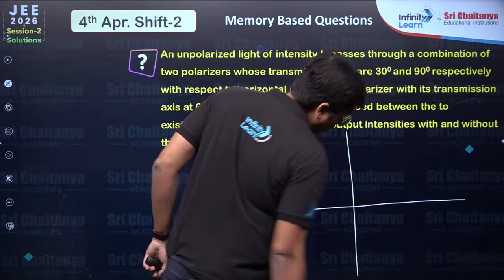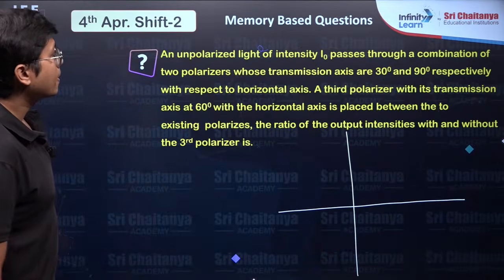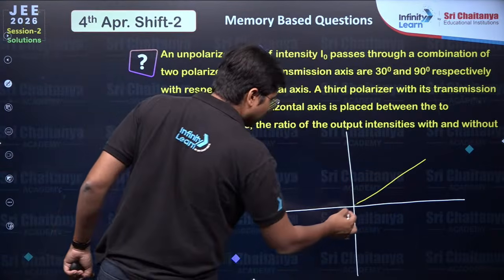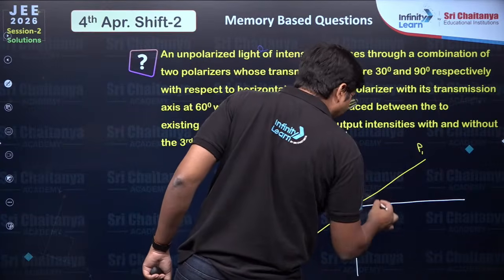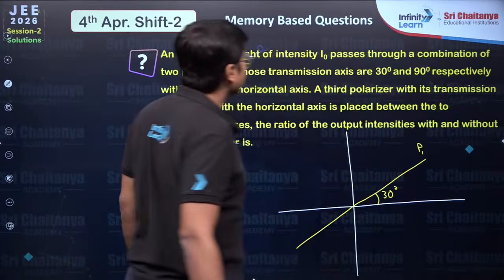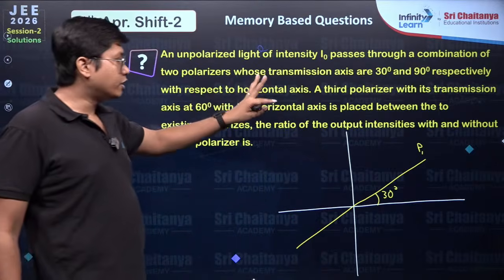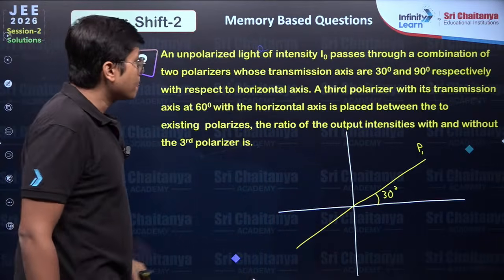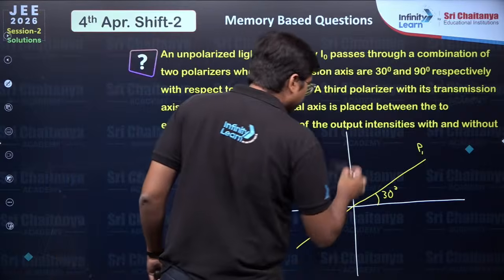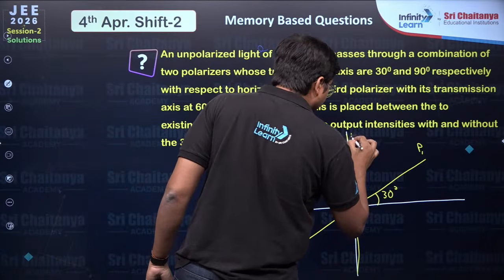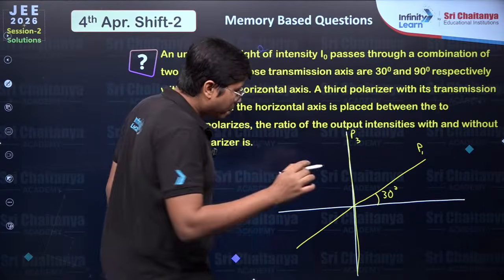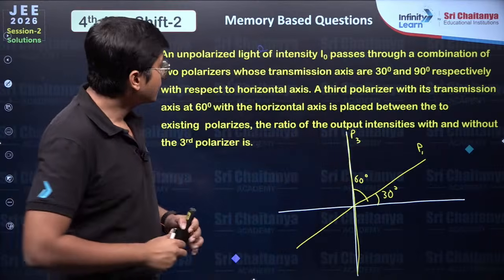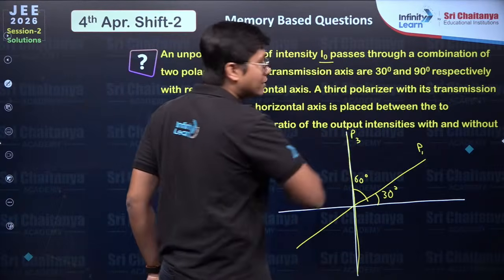Suppose I will just draw the horizontal and the vertical axis. The first polarizer's transmission axis is like this. This is P1 at 30 degree. The next one, which I'll call the third one, because I'll be putting something in between, so that will become the third polarizer. That is 90 degree with the horizontal. So my P3 is here, correct? What is the angle between these two? This is 60 degree.